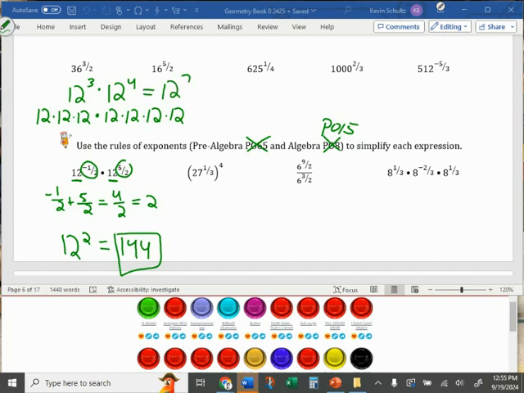So it doesn't become 112. It's saying how many 12s I have all being multiplied together in total. Same thing here. I've got negative half 12s and 5 halves 12s. Together, that equals 2 12s, or 12 times 12.